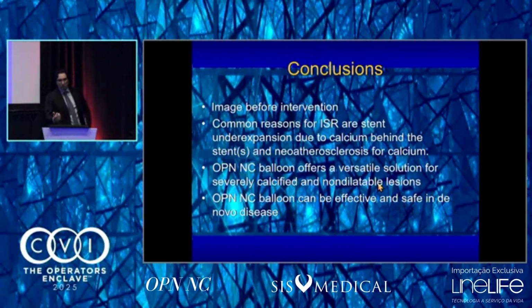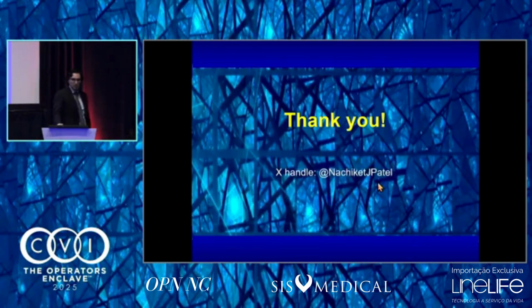So in conclusion, the first case gives us an example of the importance of imaging before any kind of intervention, so as to not get into a tough situation like that. Common reasons for ISR are stent under-expansion due to calcium behind the stents and neoatherosclerosis. The OPN balloon offers a versatile solution for severely calcified and non-dilatable lesions, and they're safe and effective both in ISR as well as de novo disease. I appreciate you guys' time. Thank you for your attention.